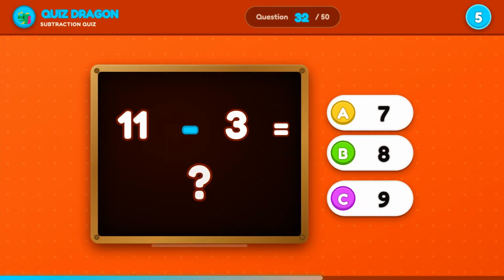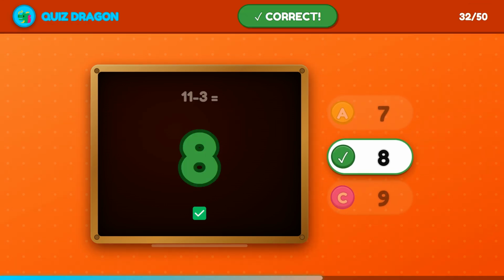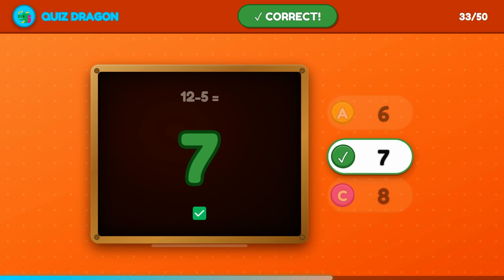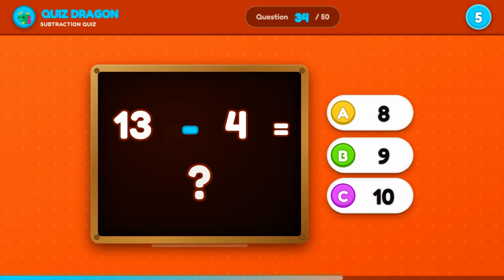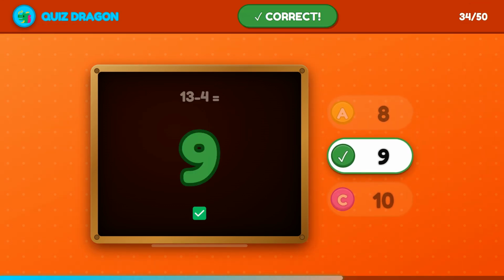Question 32. What is 11 minus 3? The correct answer is B, 8. Question 33. What is 12 minus 5? The correct answer is B, 7. Question 34. What is 13 minus 4? The correct answer is B, 9.